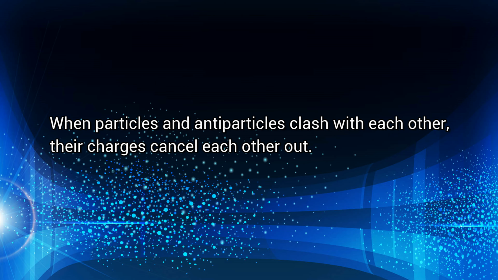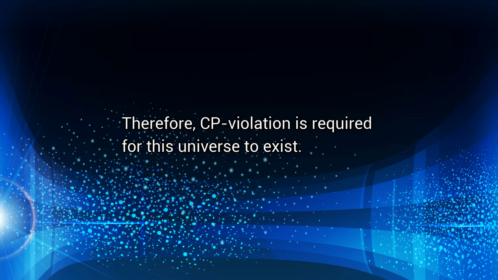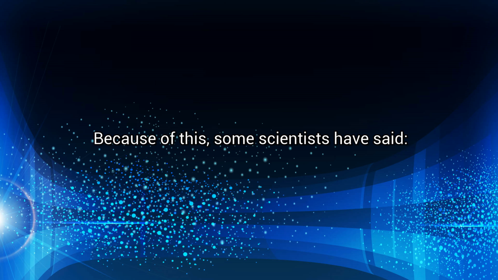The meaning of CP violation: when particles and antiparticles clash with each other, their charges cancel each other out. At the same time, particles and antiparticles disappear. Matter and antimatter cease to exist. Therefore, CP violation is required for this universe to exist. Because of this, some scientists have said CP violation was caused by God's will, in order to create and maintain the universe.